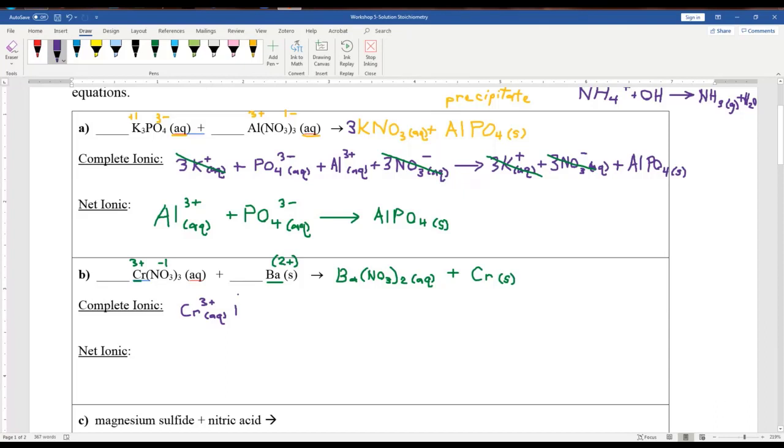So I think it should be 1, 3, 3, 1. Oh, no, that's wrong. Maybe 2, 3, 3, 1. No. 2, 3, 3, 2. Yeah, it is 2, 3, 3, 2. Effectively, what it comes down to, though, is if you're listing these out to try to balance them, you have a Cr, N, O, and a Ba.